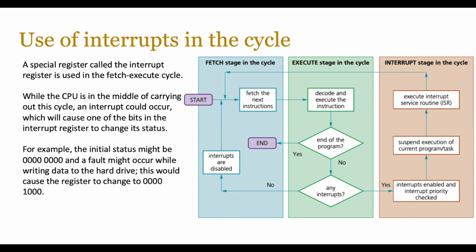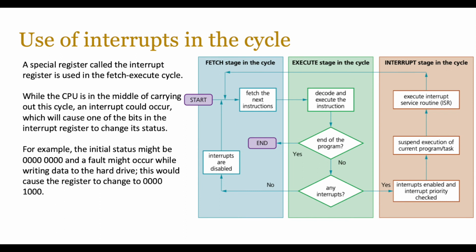Like the CPU is dealing with the current instruction and something important comes and interrupts it. How would it handle it? A special register called the interrupt register is used in this particular process. So while the CPU is in the middle of carrying out its fetch execute cycle, and an interrupt occurs, which will cause one of the bits in the interrupt register to change its status.